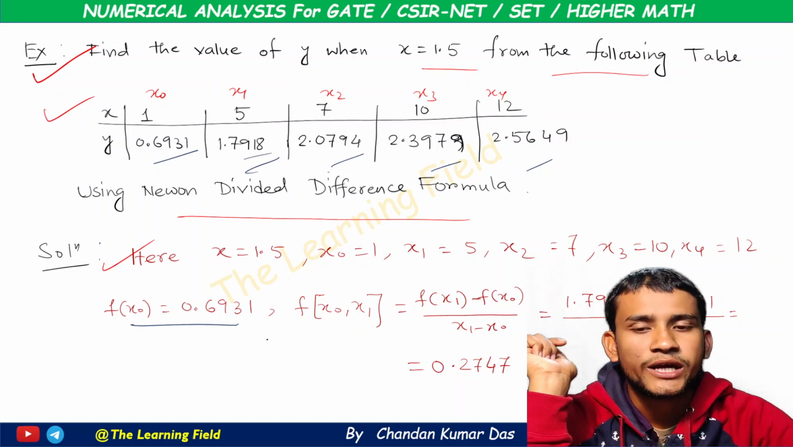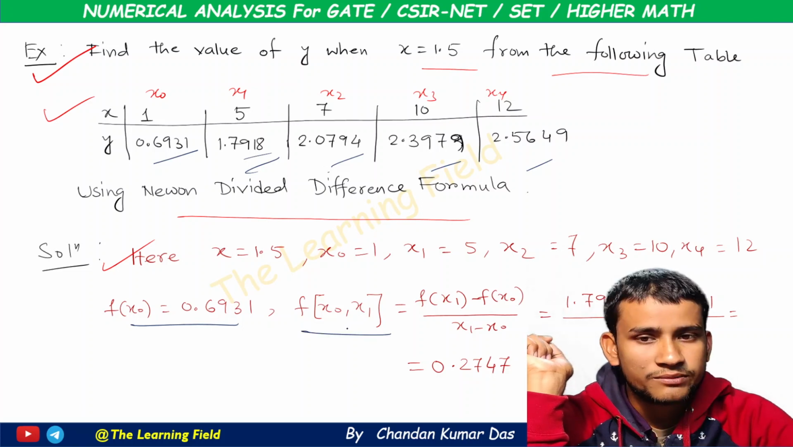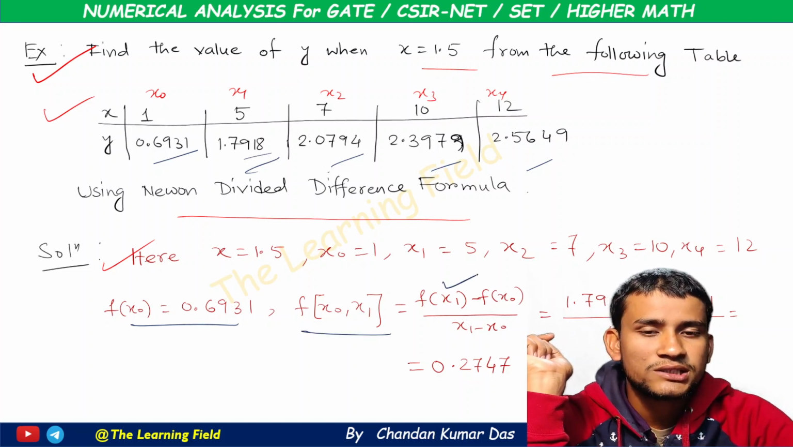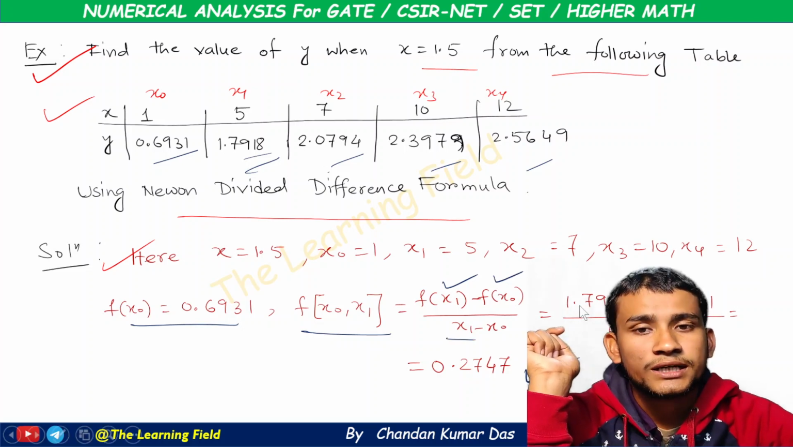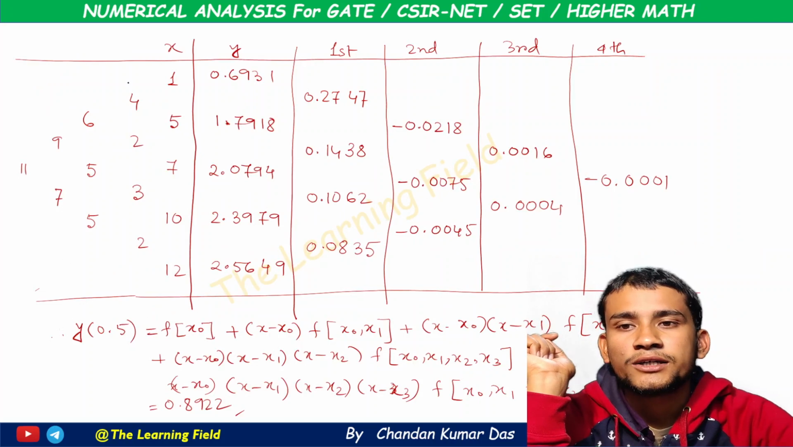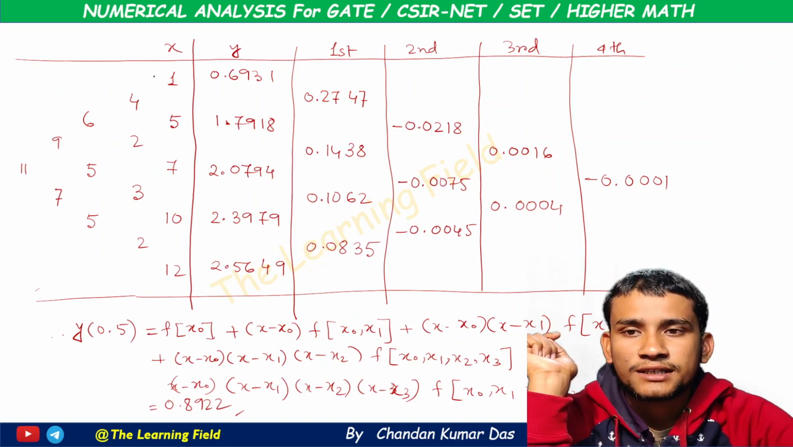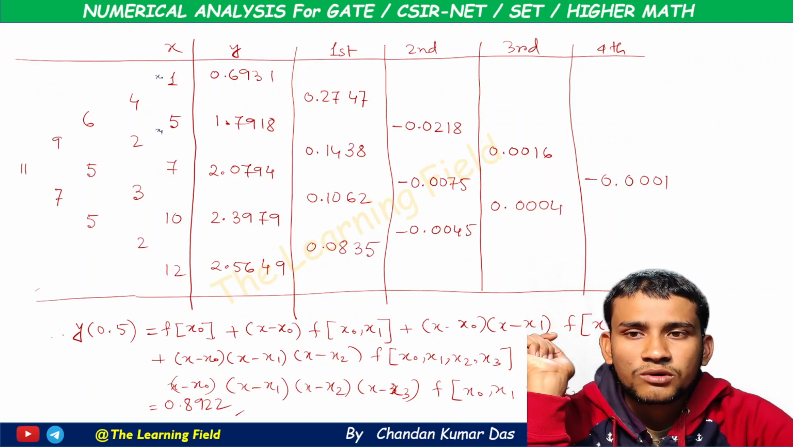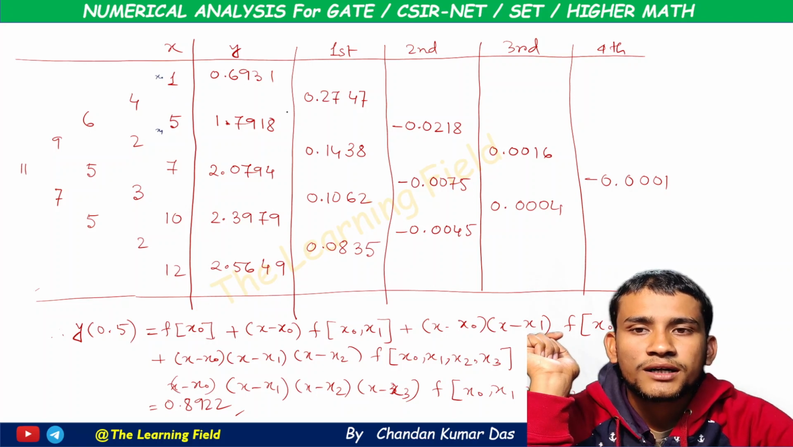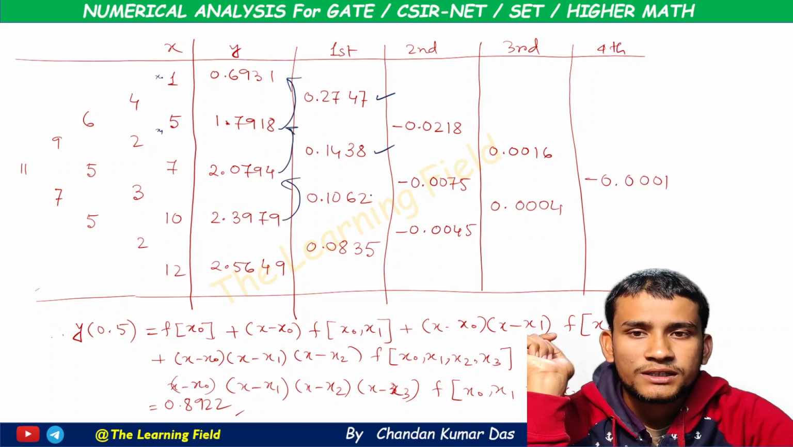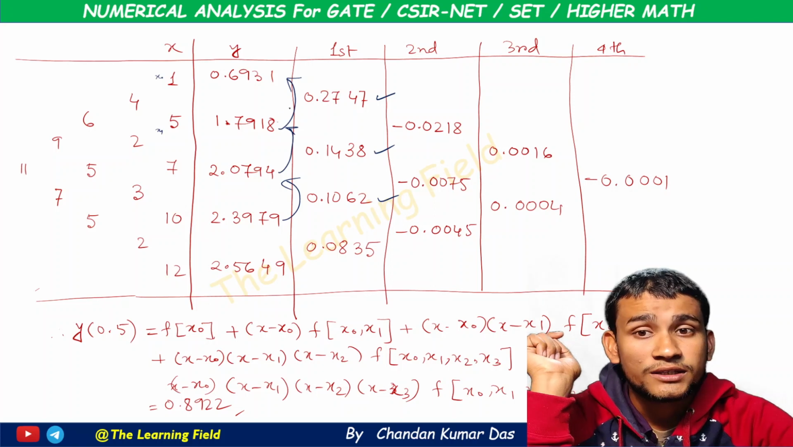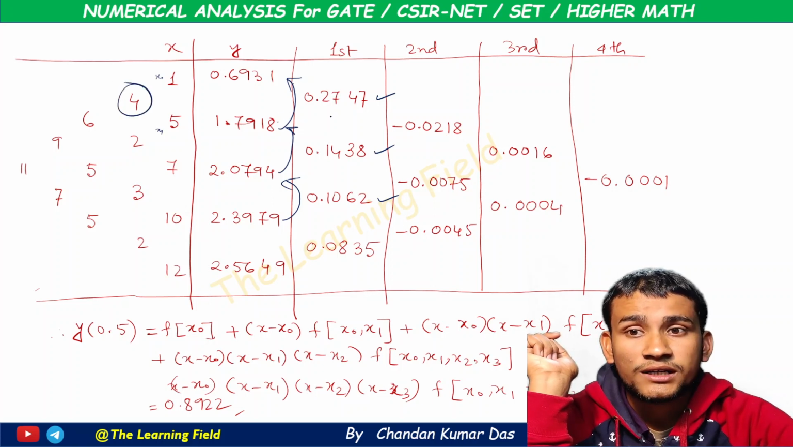Okay, now if we calculate the first term, f of x0 x1, this is equal to f x1 minus f x0 by x1 minus x0, and this is equal to this. Now we go to the table. This is x, this is x0, this is x1. So we calculate the terms: this minus this term equal to this term, this minus this term equal to this term, this minus this by this, then we get this.